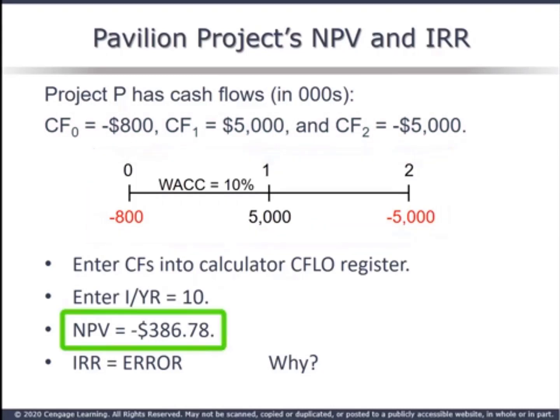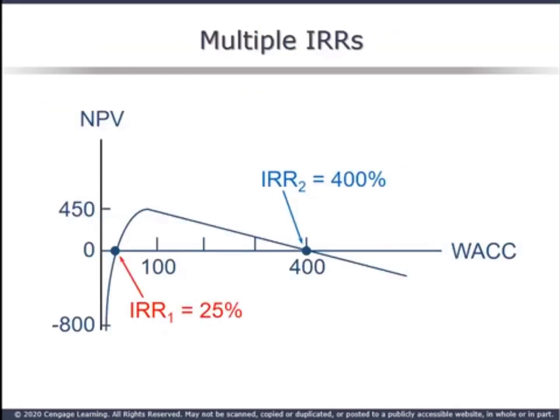Solving for NPV, we get a negative $386,780. But IRR results in an error, 2 sign changes. Here's a look at the results of our Pavilion project.